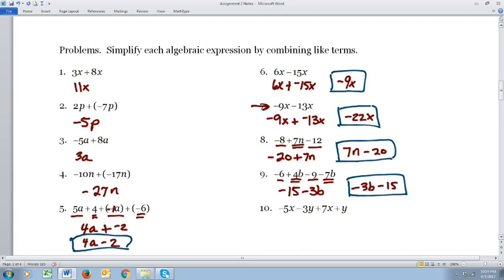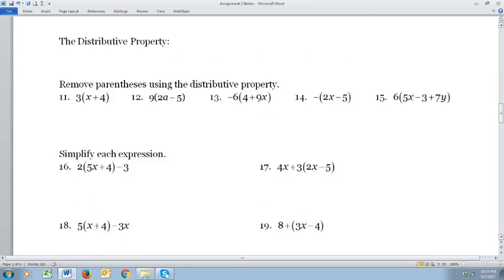Number 15. Well, we've got a negative 5x and a 7x. Those are like terms. That's going to be 2x. We've got a negative 3y and a 1y. And that's going to give us negative 2y. So again, we could write it using addition here, but normally we would write our final answer using subtraction. And I forgot to put a 2 in there. Let me get that in there. All right, let's move on to the next page.